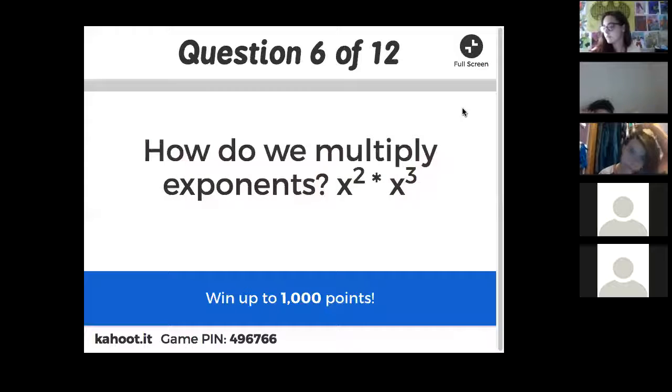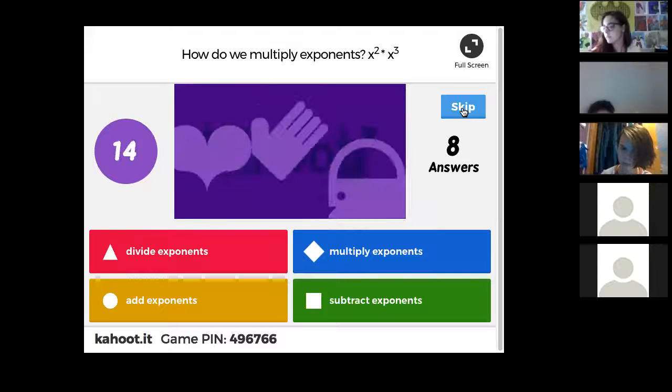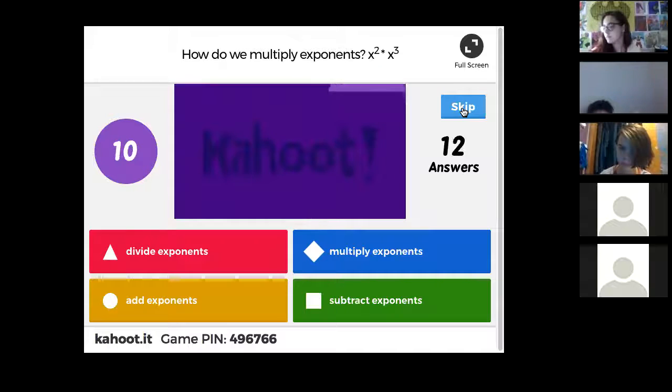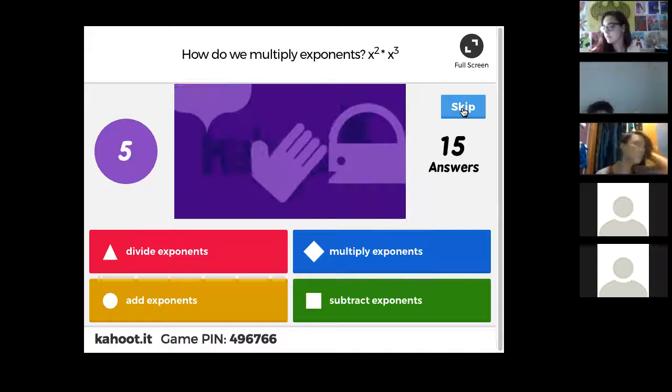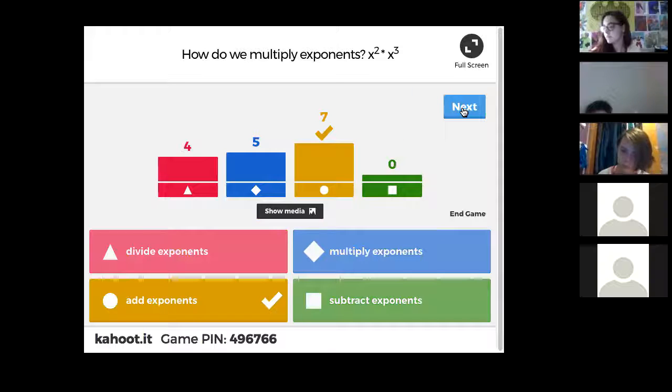Here we go. How do we multiply exponents? So x to the squared times x to the third. What do we do with those exponents? Do we divide them, multiply them, add them, or subtract them? Add them. Most of you got that right. So that's the case when you're multiplying terms straight away, you only add the exponents. You don't multiply the exponents together.